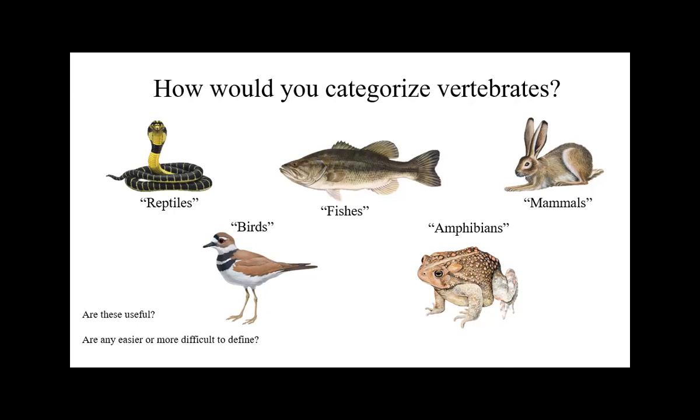But the point is, when it comes to things like evolution and phylogeny and the relationships amongst these organisms, these words start to fall apart. Are any of these easy to define? Which ones are easy to define?